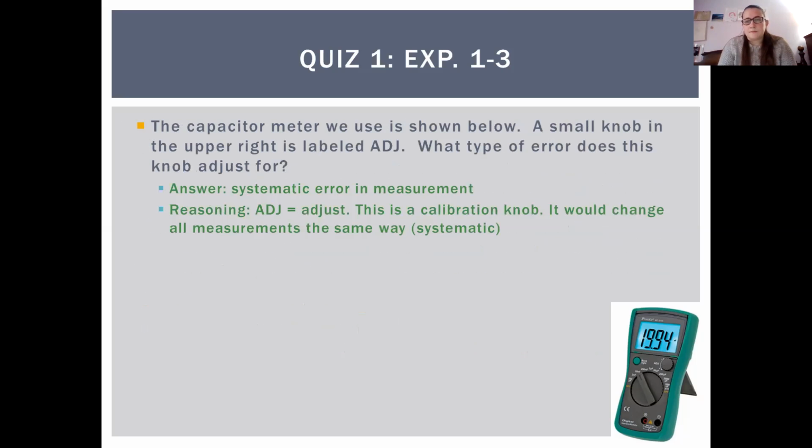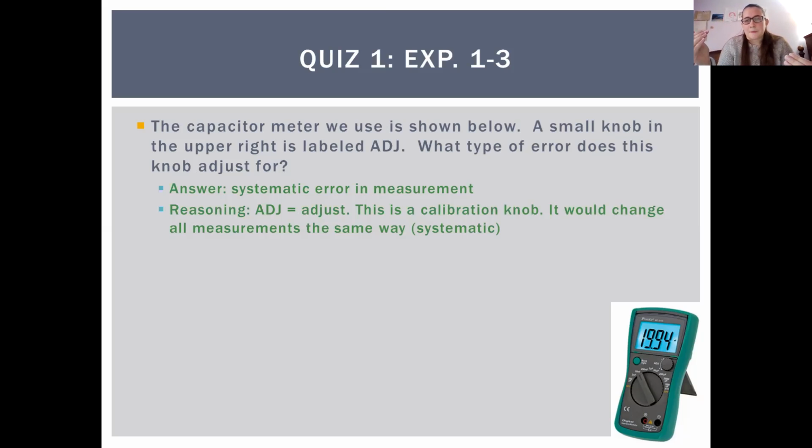All right, same kind of deal. What type of error are we dealing with? We have a multimeter there, and I'm pointing at my screen, but you can't see me pointing. Anyway, up in the top right corner, there's a little knob labeled ADJ. That means adjust. And so that's how we calibrate our meter. If our meter is not calibrated, it will change all of our measurements in the same way. So it's systematic, but it's something that you could fix. So that would be an error in measurement.